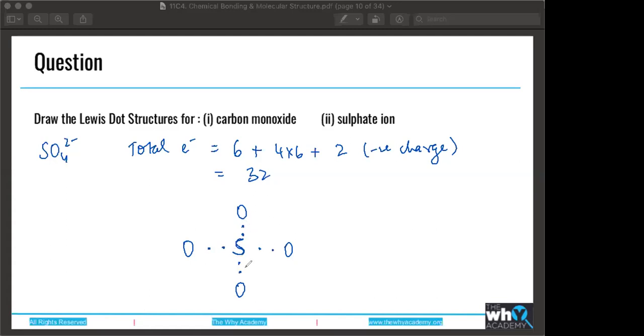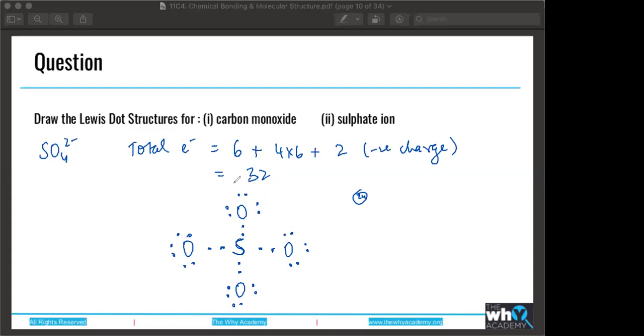Now, out of 32, we have used up 1, 2, 3, 4, 5, 6, 7, 8 of these electrons. So we are left with 24 electrons. So distribute the remaining of them also around oxygen. 4, 5, 6. 4, 5, 6.